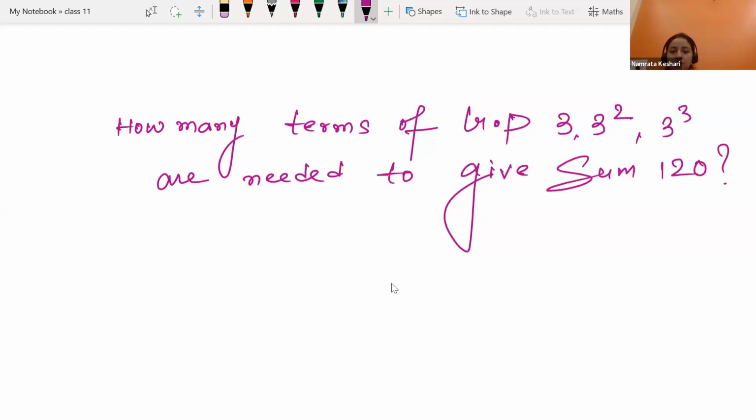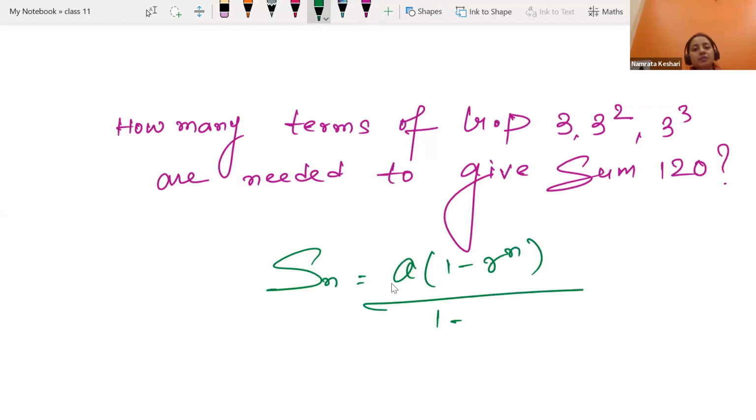Can you explain how to do it? How many terms of a GP are needed to give sum 120? So suppose n terms added together will give the sum 120.